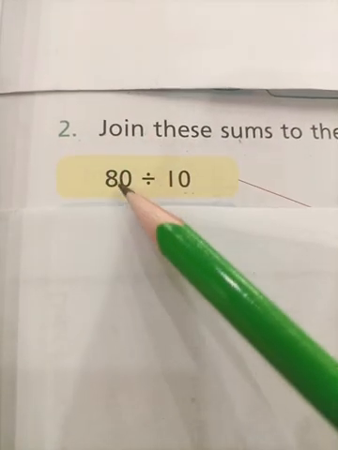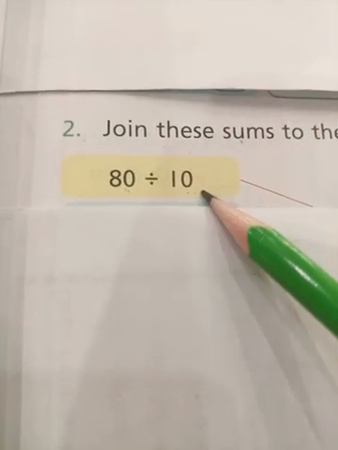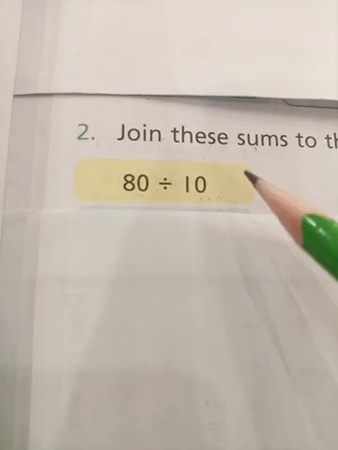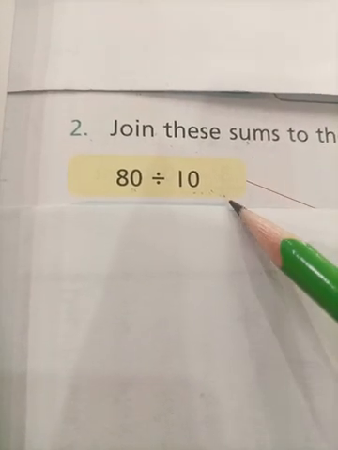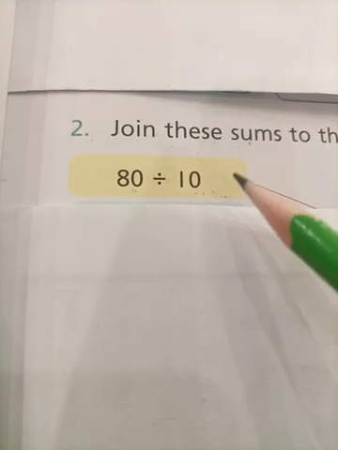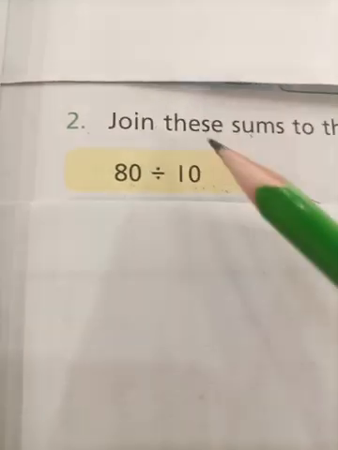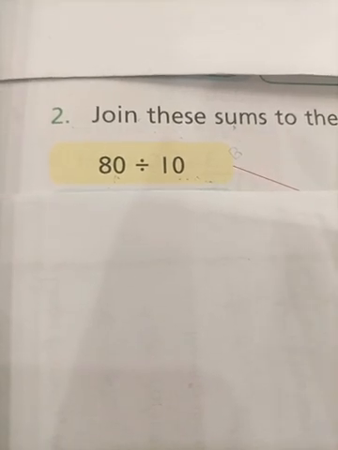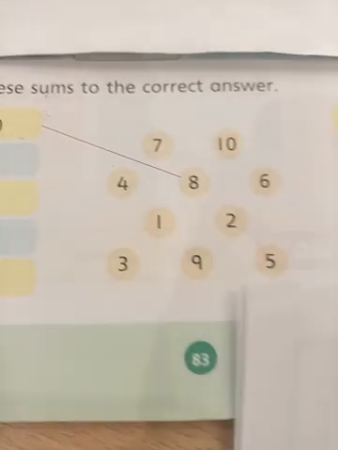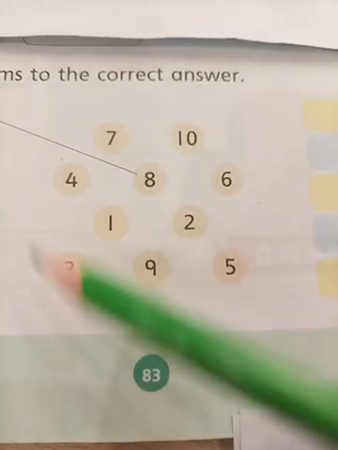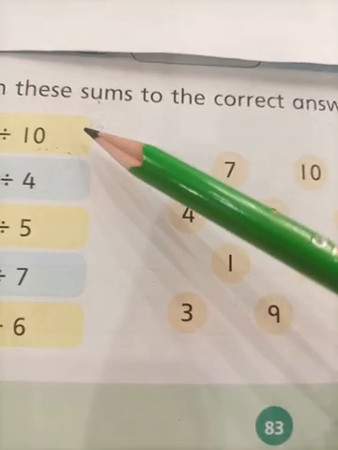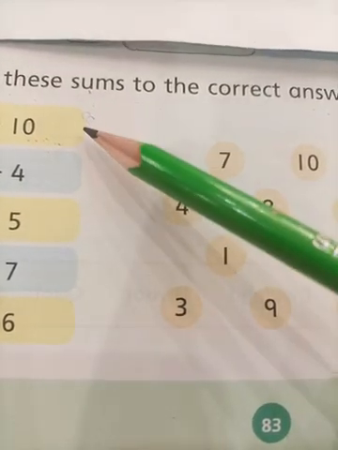80 divided by 10. Let's read the table of 10 until we get our number 80. 10 ones are 10, 10 twos are 20, 10 threes are 30, 10 fours are 40, 10 fives are 50, 10 sixes are 60, 10 sevens are 70 and 10 eights are 80. Look, we got our answer, that is 8. Now students, tell me, in these numbers, where is the number 8? Yes, here is the number 8. So, we will join our answer to this sum by using a line. Okay?